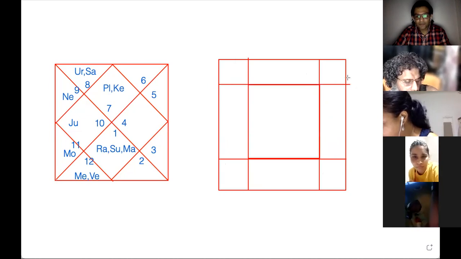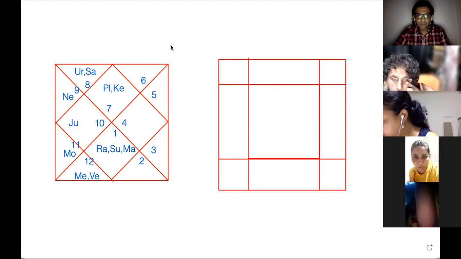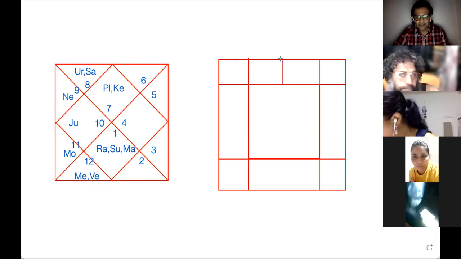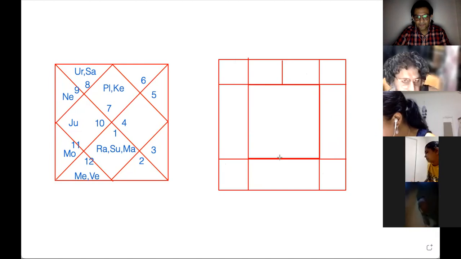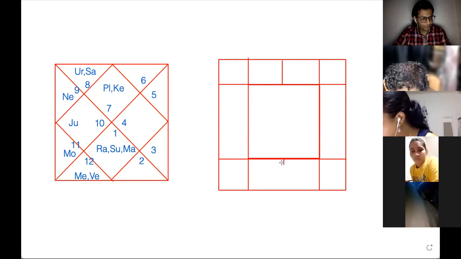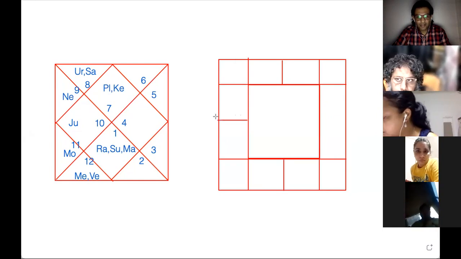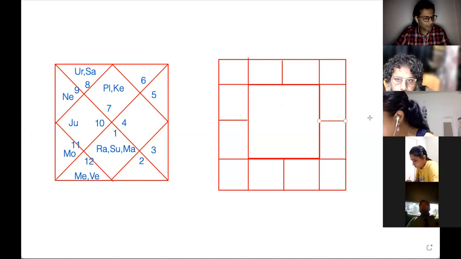And then what you have to do? These middle rectangles, you have to break them in the center. Means you have to put one line each in the center.